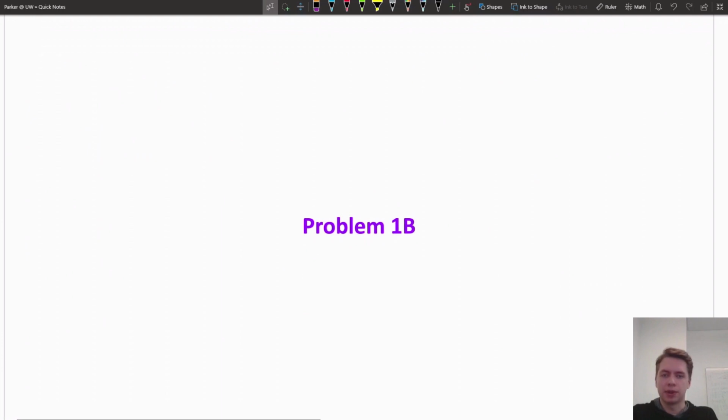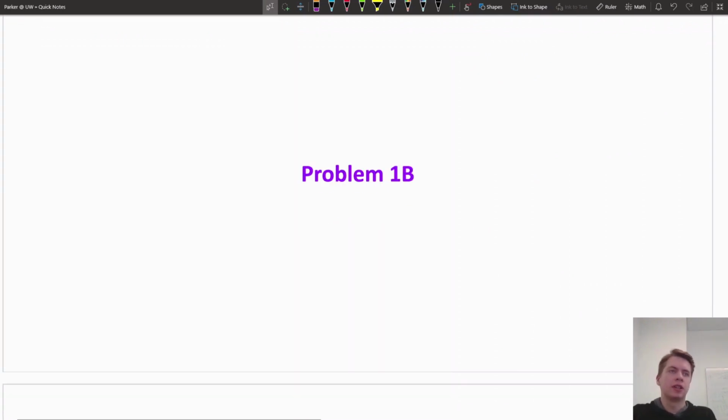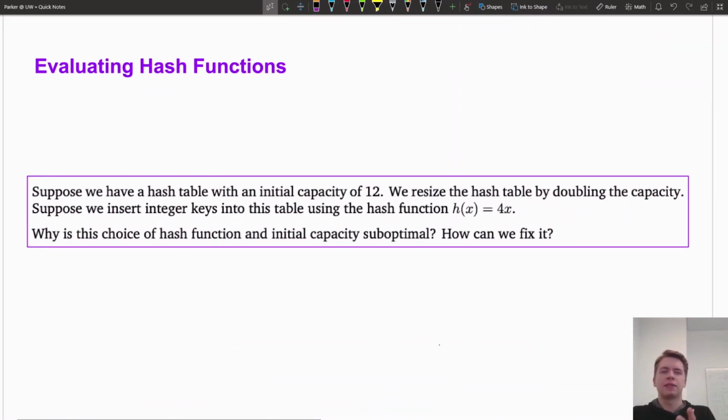Let's move on to problem 1b. So problem 1b gave us these following stipulations, where we had a hash table with an initial capacity of 12. We resized the hash table by doubling the capacity. We're using integer keys with the hash function for x once again. And then we had the question, why is this choice of hash function and its initial capacity suboptimal, and how do we fix it?